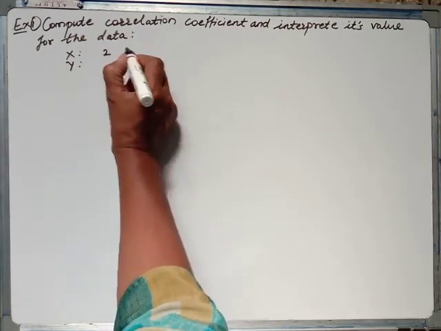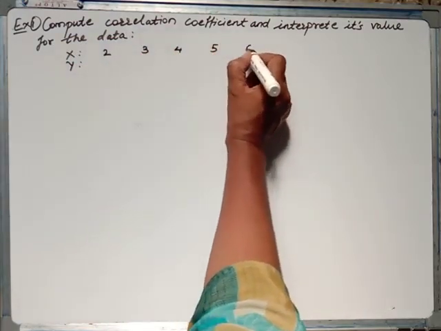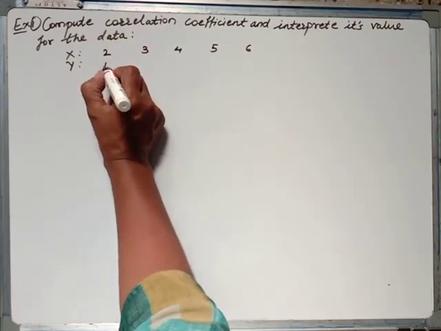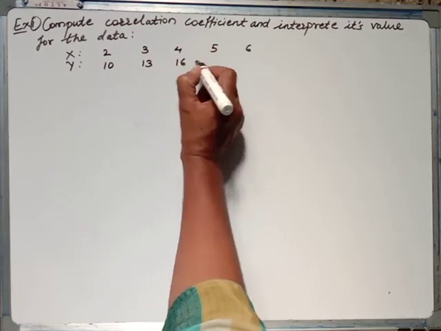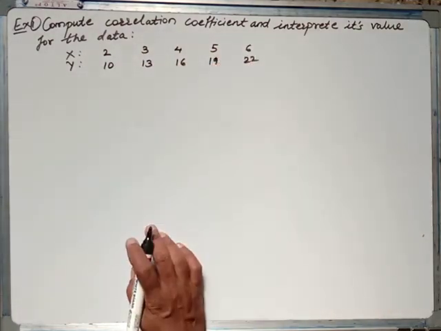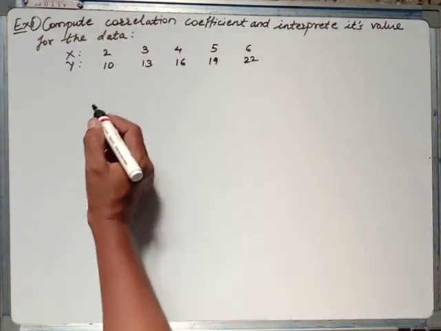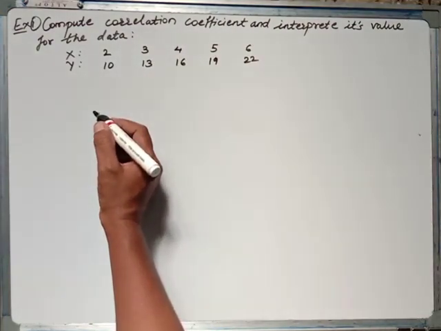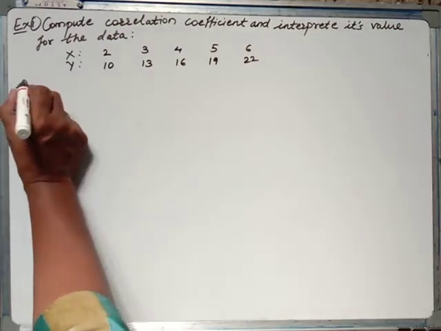X series having the values 2, 3, 4, 5 and 6. Corresponding values for Y are 10, 13, 16, 19 and 22. Okay, so now let us find the coefficient of correlation using Karl Pearson's formula. So, solution.